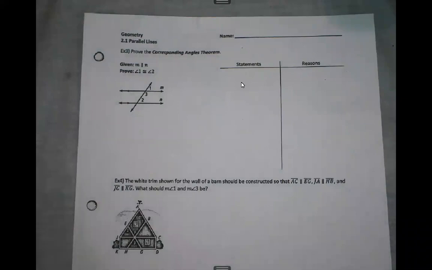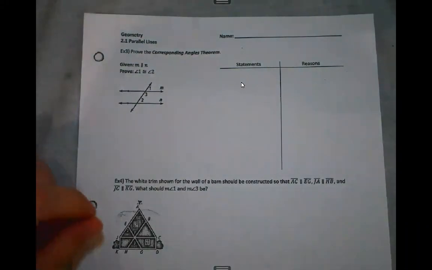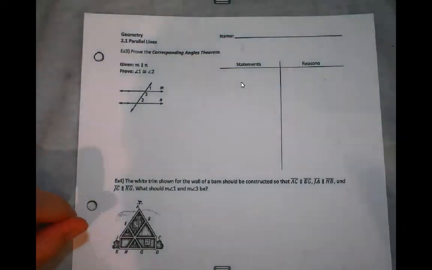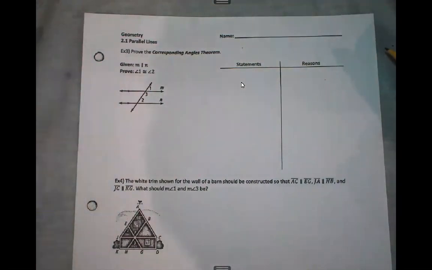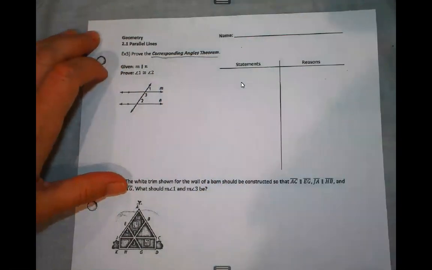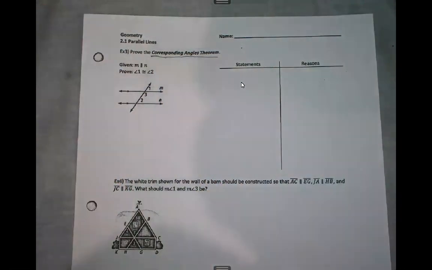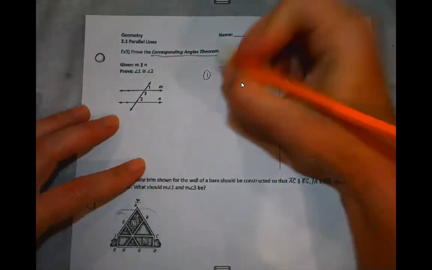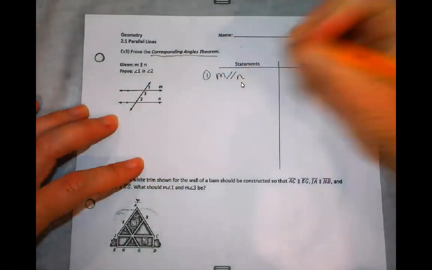M is parallel to N. Given, I'm trying to prove that angle 1 is congruent to angle 2. They look like corresponding angles, but right away I can't say that. I'm trying to prove the corresponding angles theorem. So here we go. Step 1: M is parallel to N. Given.